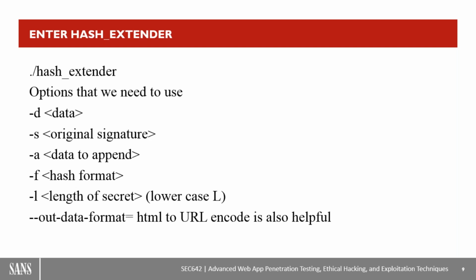-L in this case, if I know the length of the secret, I put it in. If I don't know, there's a --min and a --max to do an entire range of, let's say, between 10 and 40 characters. And if you wish, you can also have hash extender URL encode the output format. In this case, --out-format equals HTML. Will URL encode it for us? If we're using Burp or other interception proxies, usually they'll do the URL encoding for us. We don't have to do it separately. But if you're using curl or some other utilities, you may have to.